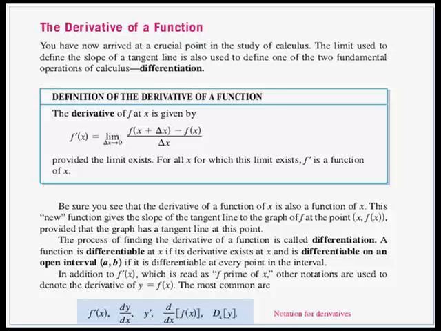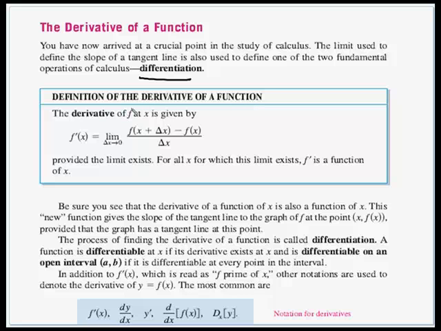Okay, the derivative of a function. We've now arrived at a crucial point in the study of calculus. The limit used to define the slope of a tangent line is also used to define one of two fundamental operations of calculus: differentiation. So, the definition of the derivative of a function.